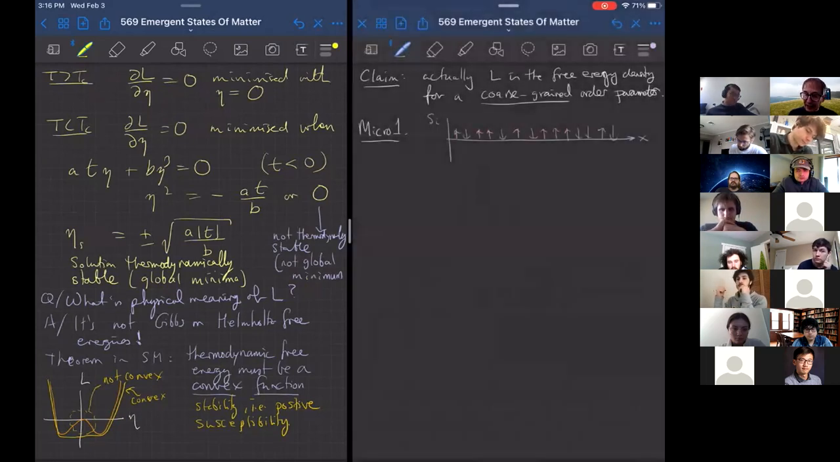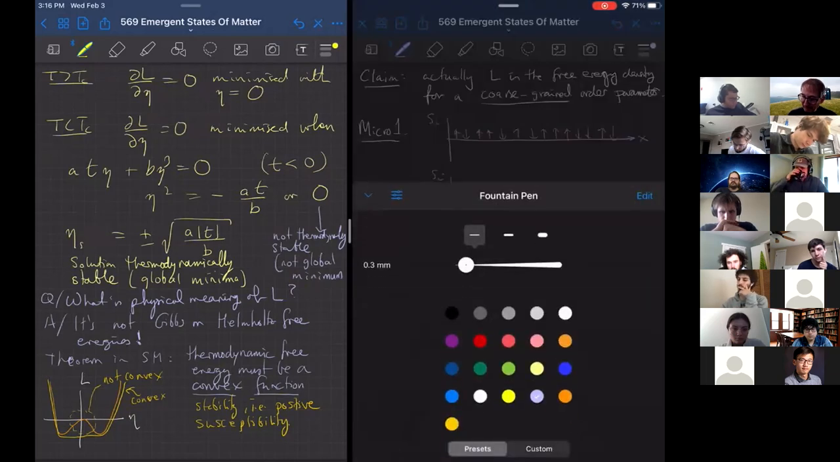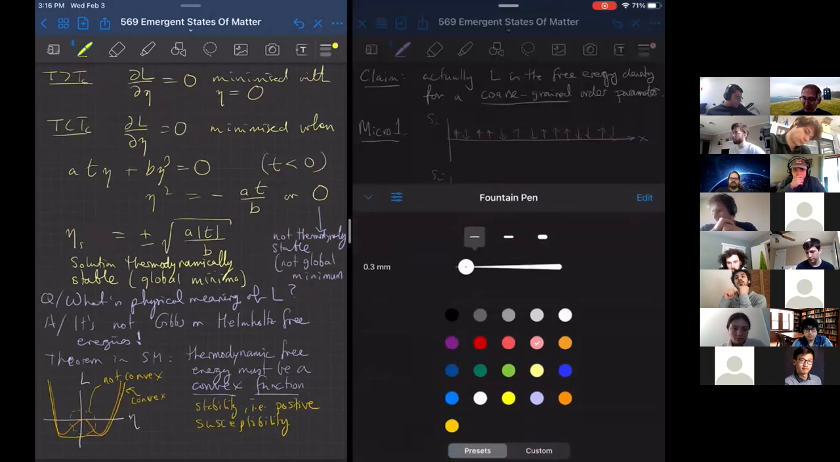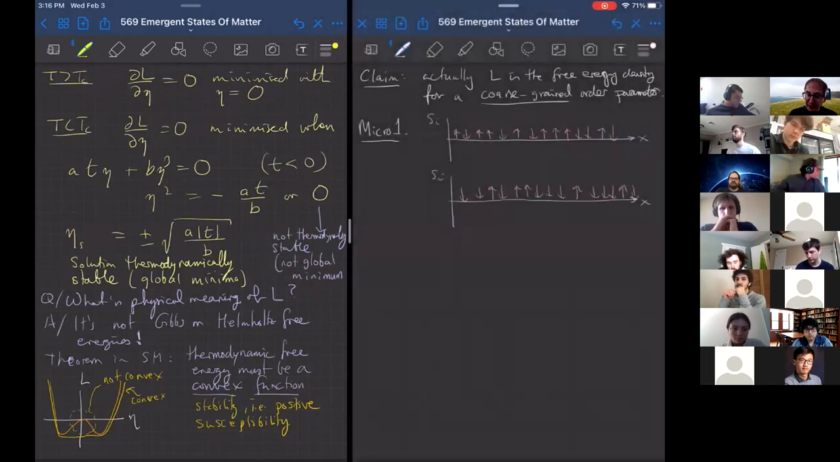If I took another snapshot sometime later, I might get a completely different configuration. Something like that. I'm going to call that one microscopic configuration number two. And you could imagine there being many, many more like that.